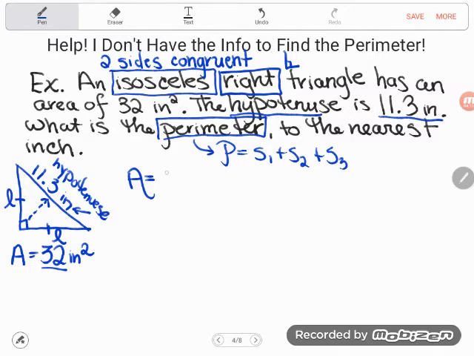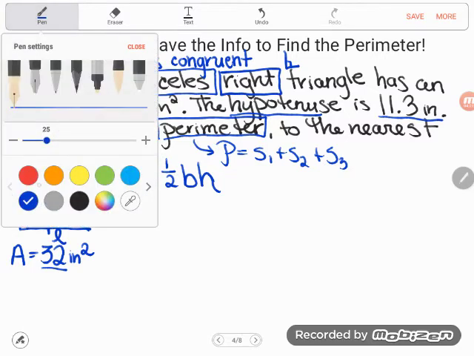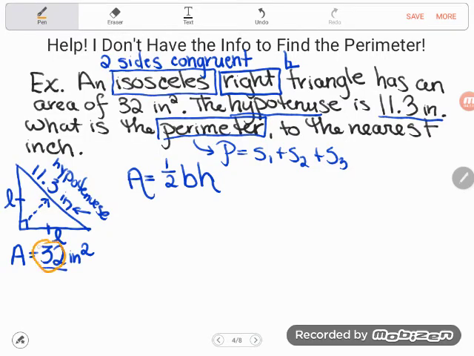Let me show you what I mean. So A is equal to 1/2 times the base times the height of a triangle. Now look, there's a lot that I know. I actually know A. I know the area of my triangle. It's not a mystery. It's 32 square inches. So where I once saw A in my formula, I'm going to plug in 32.